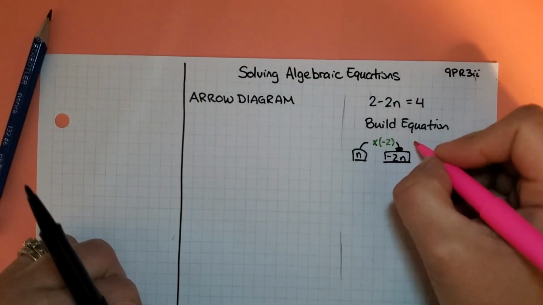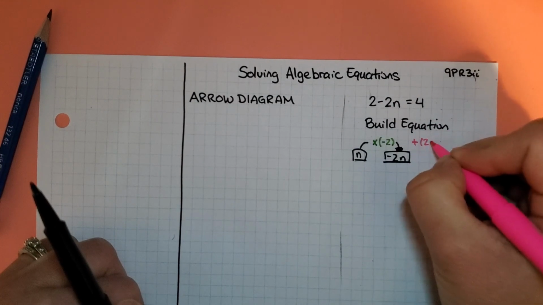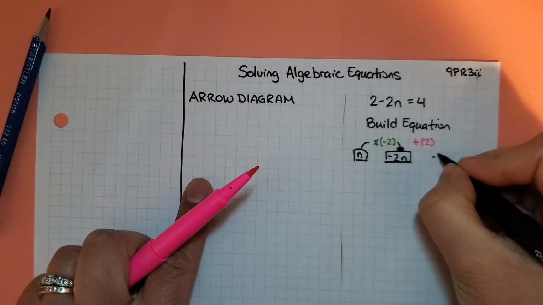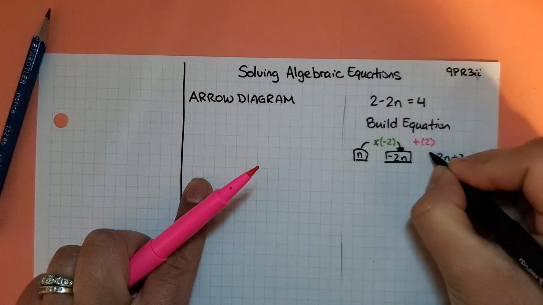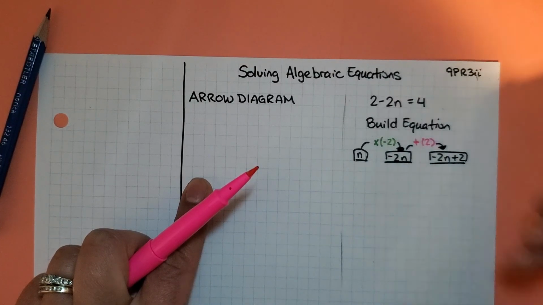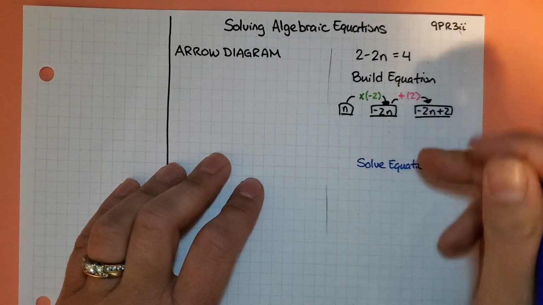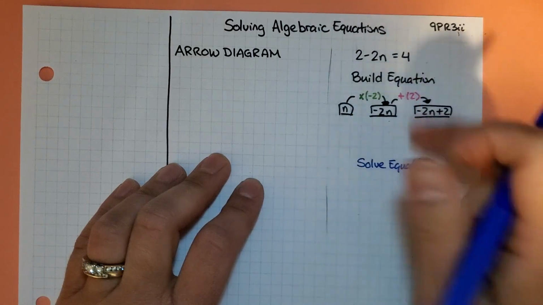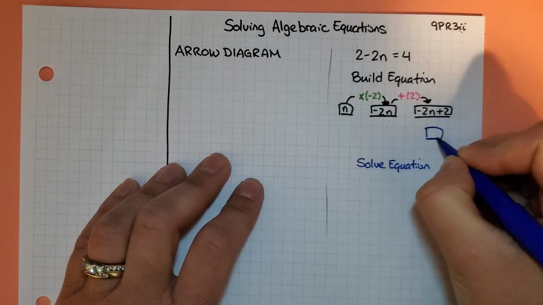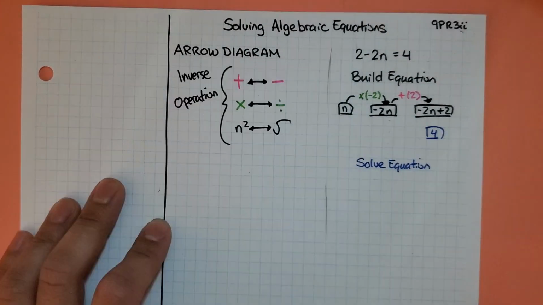The next thing affecting the equation is you're adding +2. So now it's going to result in -2n plus 2. Now that we built the equation, we're going to solve the equation. So we built this half, and then the right side is it equals 4. So we're going to put that right here. And we're going to solve this by using inverse operations.